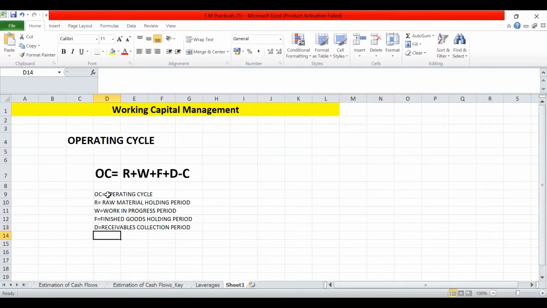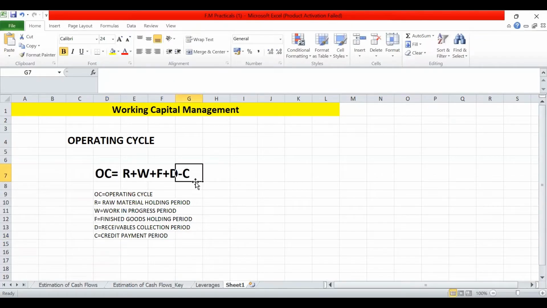And C is credit payment period. So the above periods can be calculated with a number of formulas, and that too in days.